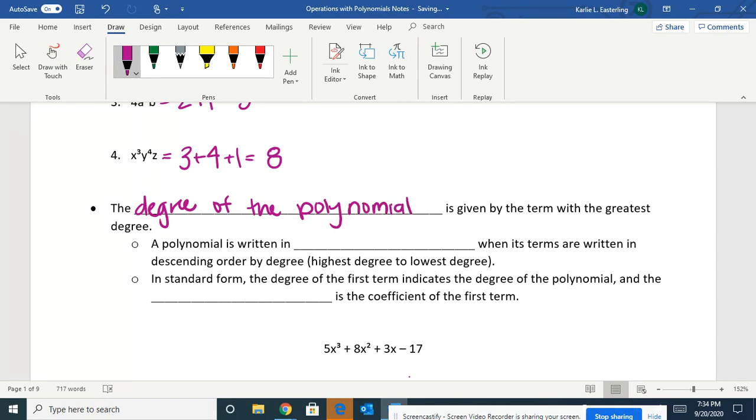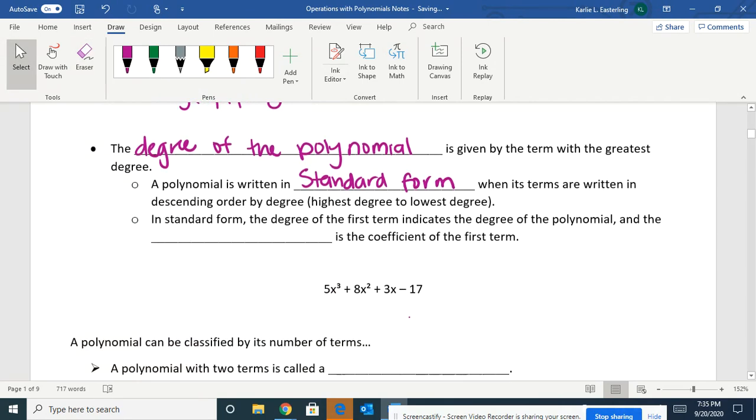The degree of the polynomial is given by the term with the greatest degree. So a polynomial is written in standard form when its terms are written in descending order by degree. That's starting at the highest degree and going all the way to the lowest degree. And there's even an example down here. So we're starting at 3, 2, 1, 0.